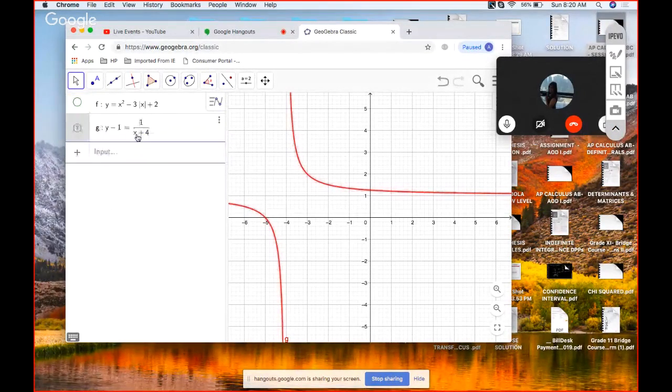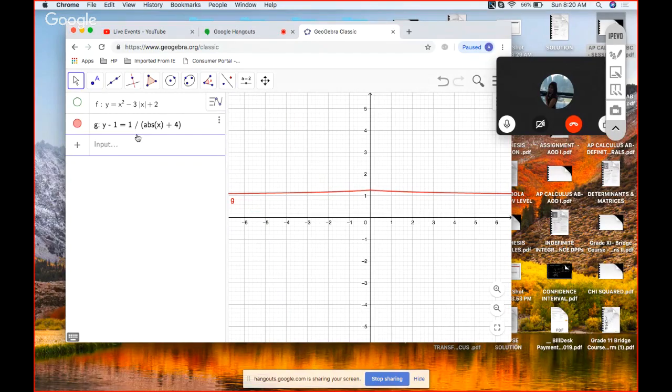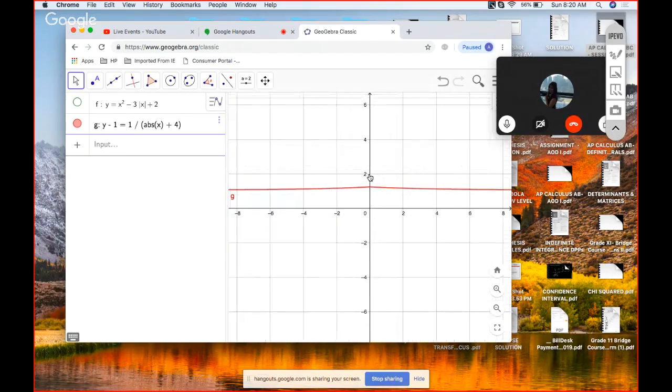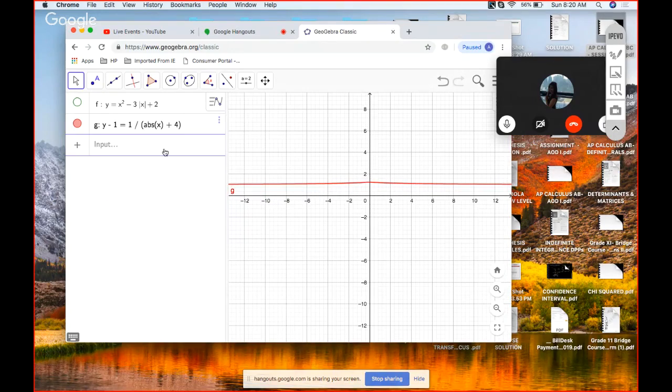Now the next correction that we are making in the graph is we are making x as mod x. So this x I'm replacing with the absolute value of x. Do you see what has happened to the graph? Yeah, it's become like a small V, almost a V at the y axis.